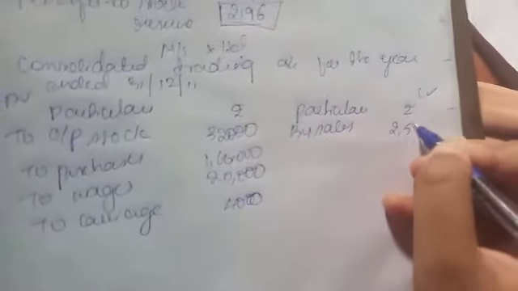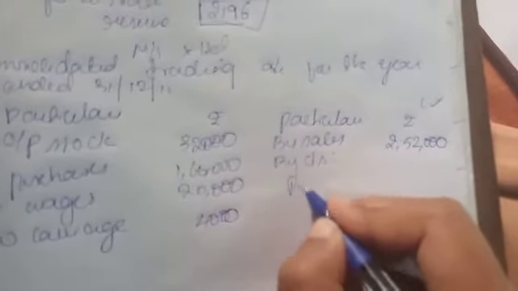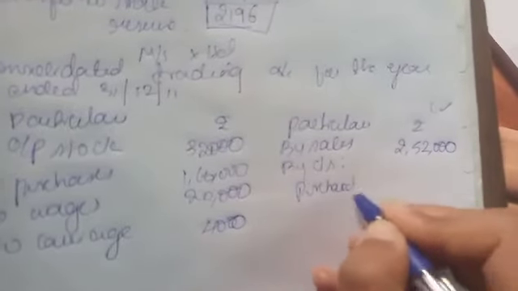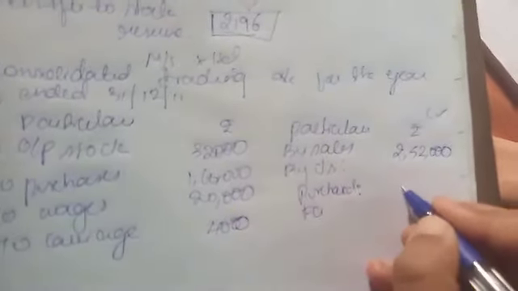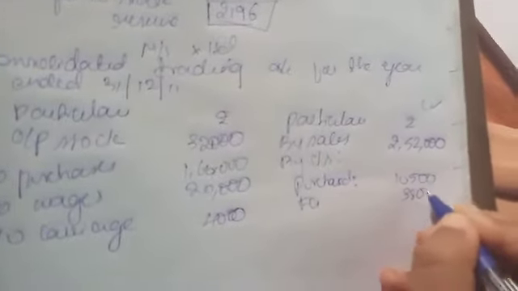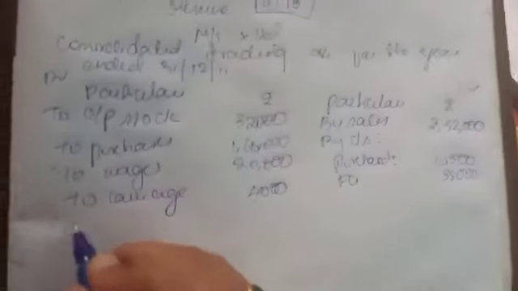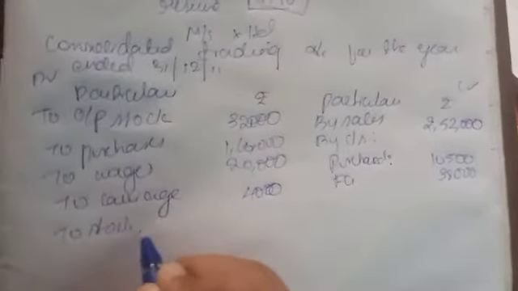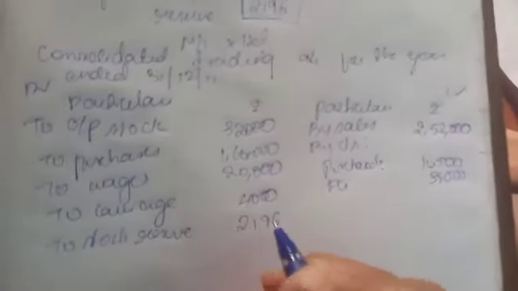By sales, 2,52,000. By closing stock, purchased goods and finished goods, 10,500, 38,000. And the stock reserve which we have found out here, to stock reserve is 2196.